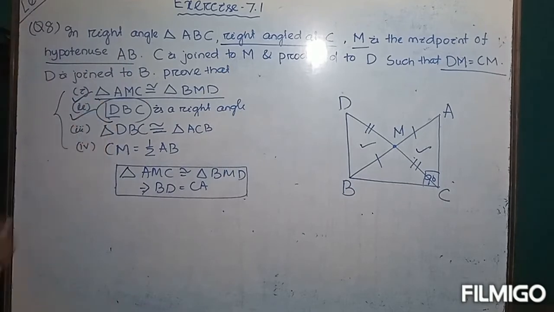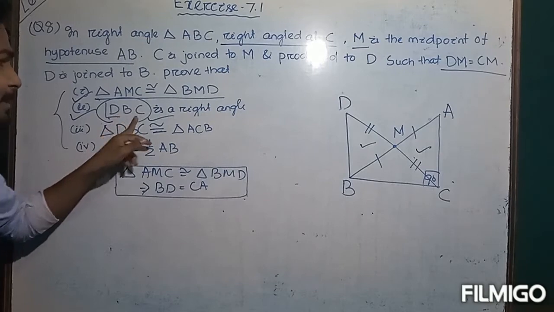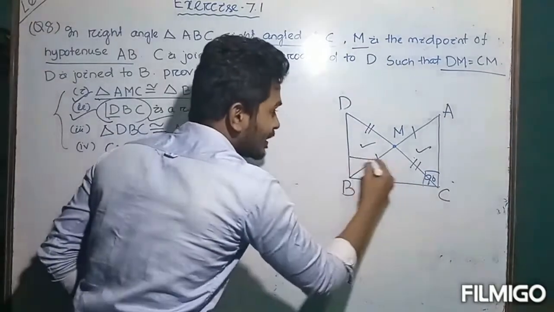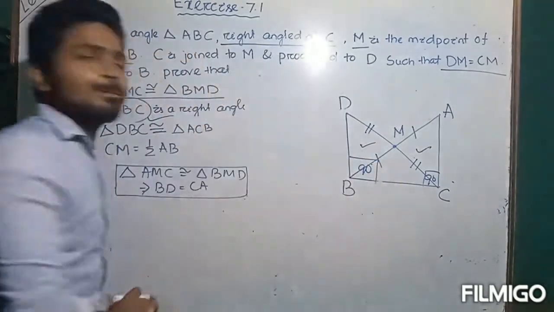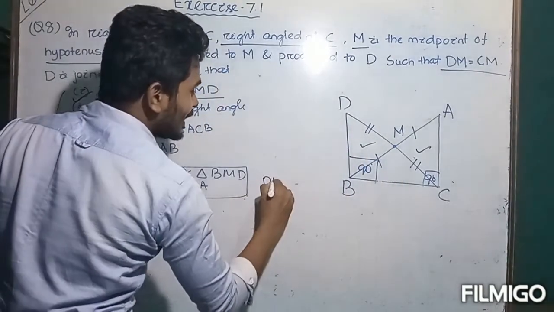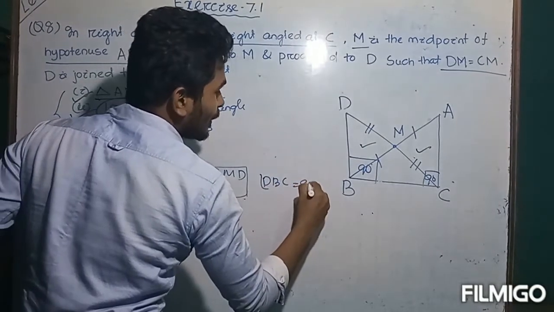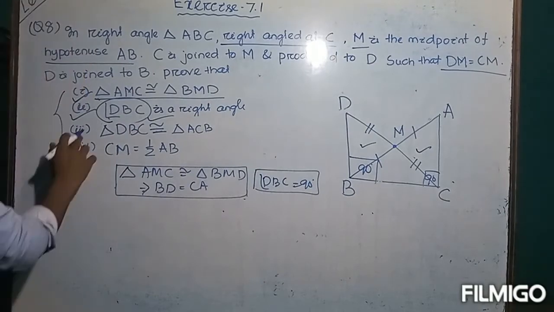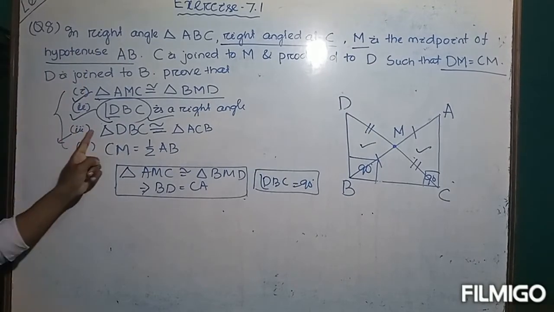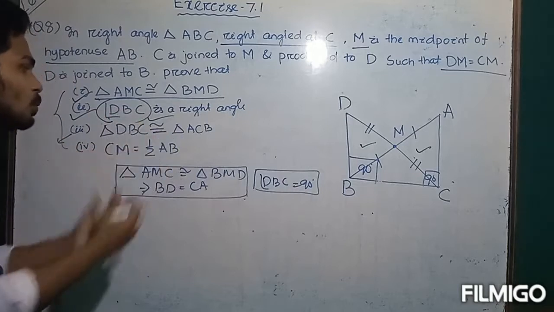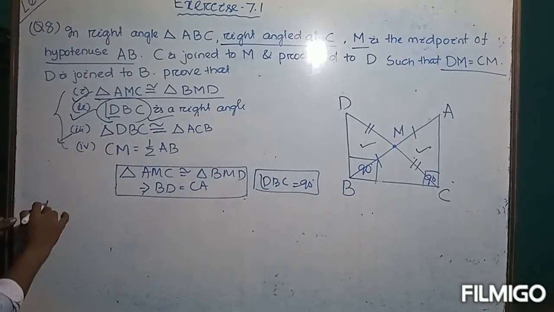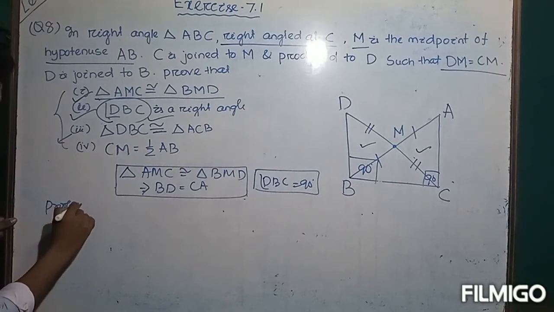Now, from the second statement we know that angle DBC is a right angle. It means this angle is 90 degrees. So we can write that DBC is 90 degrees. We have got it from the second statement. So coming to the third statement, this can be proved by using the conclusion from the other two statements. Let us prove it. Proof of the third statement.